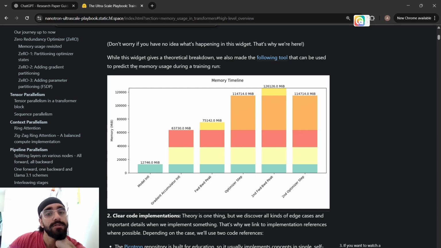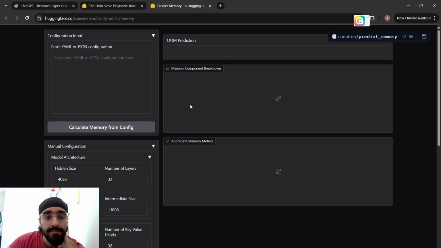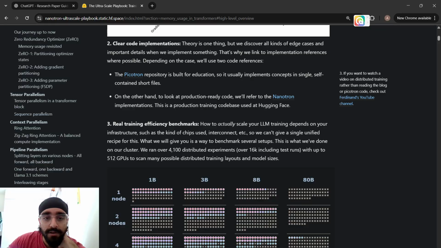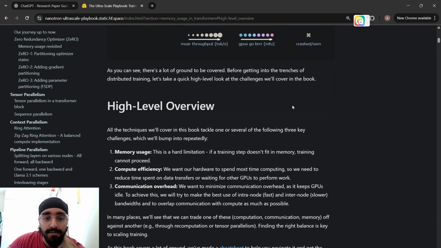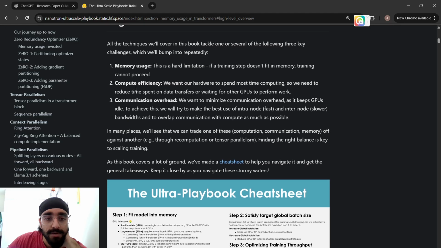Predict the memory usage during a training run. Oh, so they have a tool to do that. Predict memory. Oh, again, something like a widget. Okay. They have a clear code implementation. Okay. Real training. Okay. Cool. High level overview. All the memory usage, compute efficiency, communication overhead.